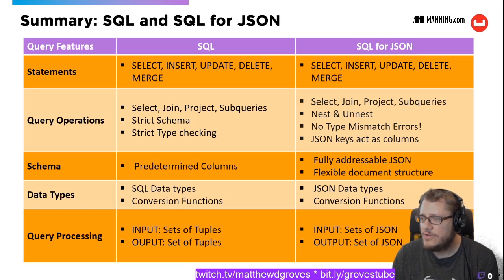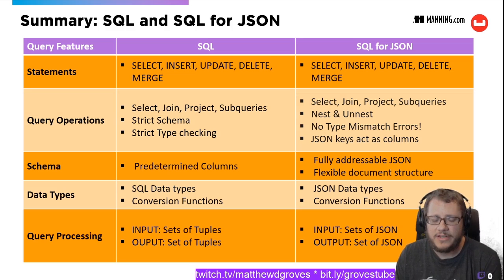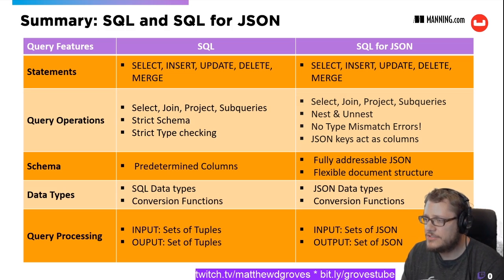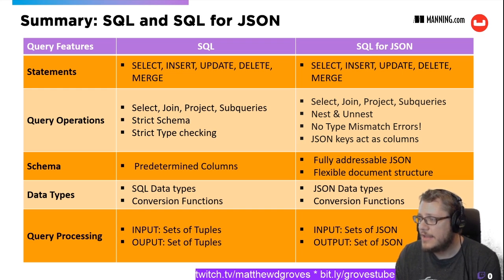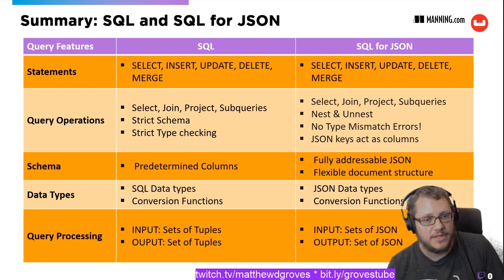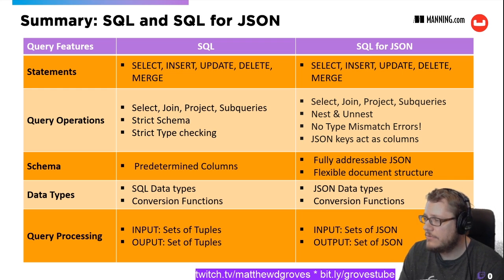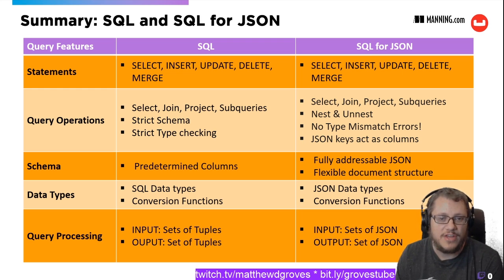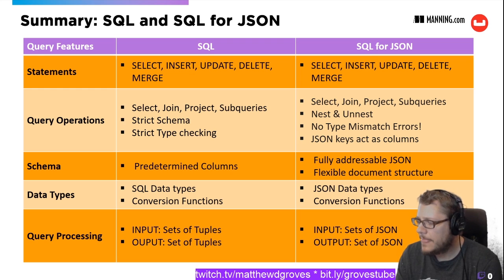So I want to show you kind of a comparison here. We've got your standard relational SQL in the middle column, and SQL for JSON. And this shows all the different features about them, how they're kind of similar and how they're kind of different. So obviously at the bottom there, we're working with tuples, working with relations in the SQL world. With NoSQL, working with JSON and sets of JSON, arrays of JSON.